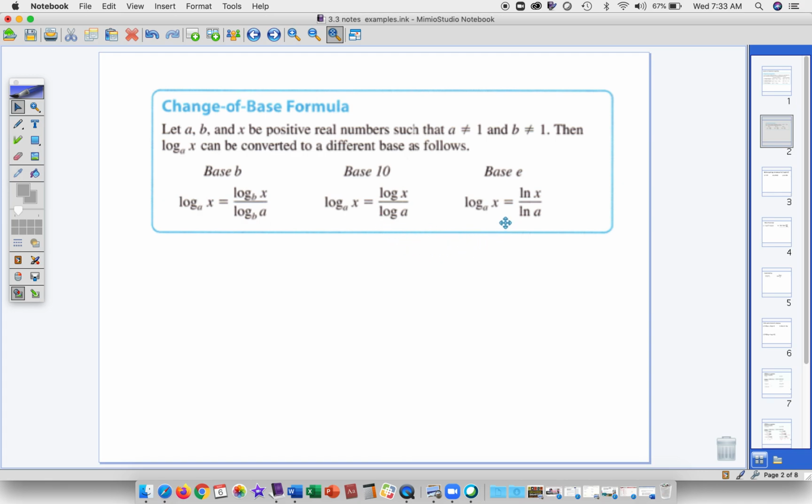So really either of these, we tend to use because the common log button and the natural log button are right on the keypad of your calculator. So that's why we usually choose to use base 10 or possibly base e. It really doesn't matter what base you use.